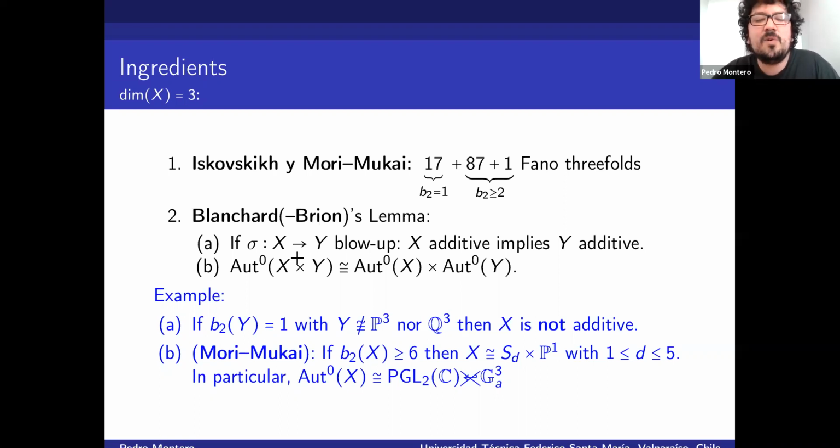A second thing is that, by a result by Mori and Mukai, if your Picard rank is 6 or higher, then your Fano threefold has to be a product of a Del Pezzo surface and P1. And actually, since the Picard rank is high enough, the degree of the Del Pezzo surface has to be low, and in particular, low enough such that the automorphism group of this Del Pezzo surface is actually finite. So if you look at the connected component of the identity, it's just trivial. And then you end up with the connected component of the automorphism group of this guy being just PGL2. And of course, this is a three-dimensional, non-commutative algebraic group, so you cannot fit inside GA3.